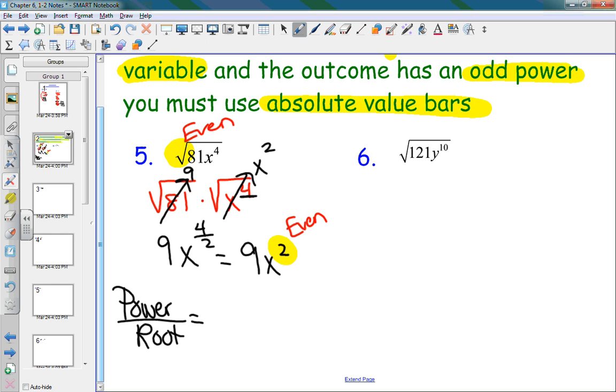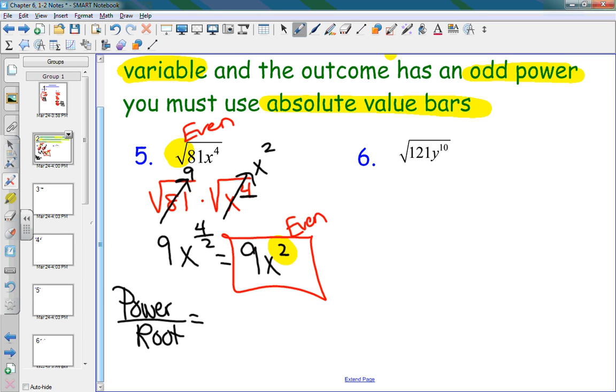Now tell me, if this is an even root, or an even power, I should say, if I take a negative number and I square it, what's the outcome going to be? So -2 times -2 gives me +4. Am I ever going to get a negative outcome? No. So since I'm never going to get a negative outcome, I do not need absolute value bars here. Because it doesn't matter what x is, when I square it, it will always become positive. Do we all understand that? So there are no absolute value bars needed there.